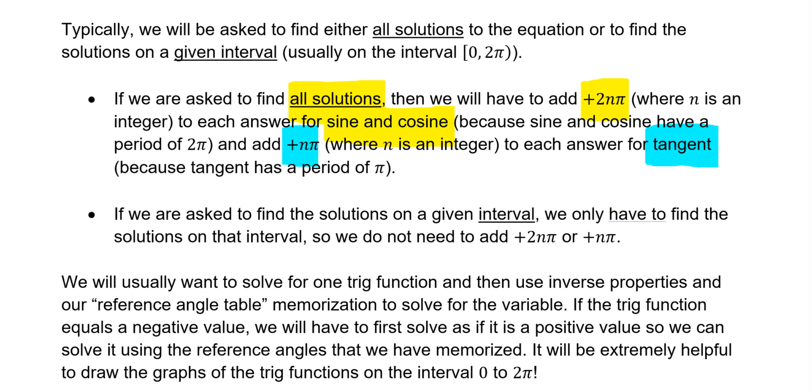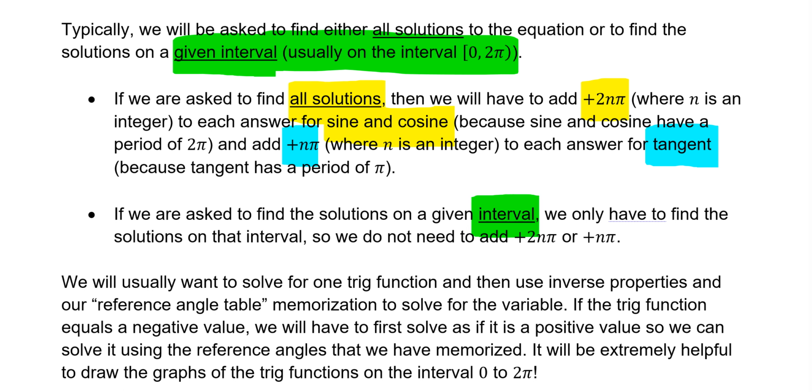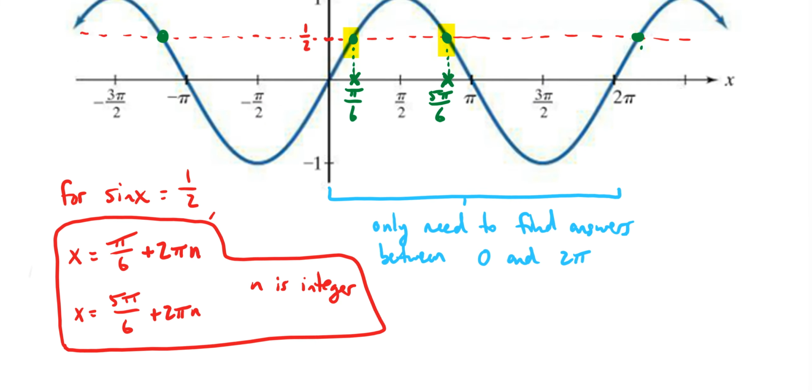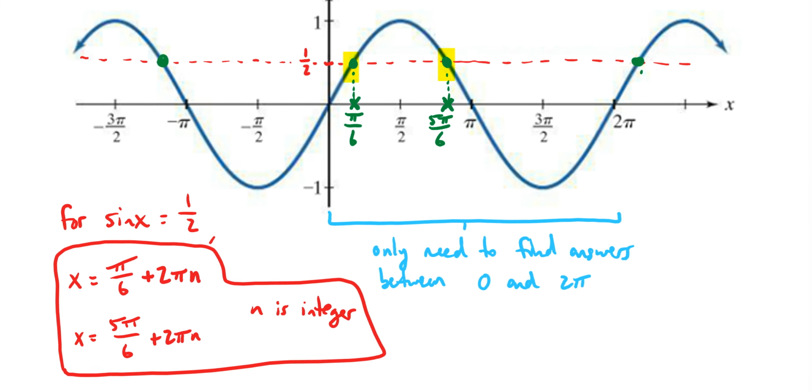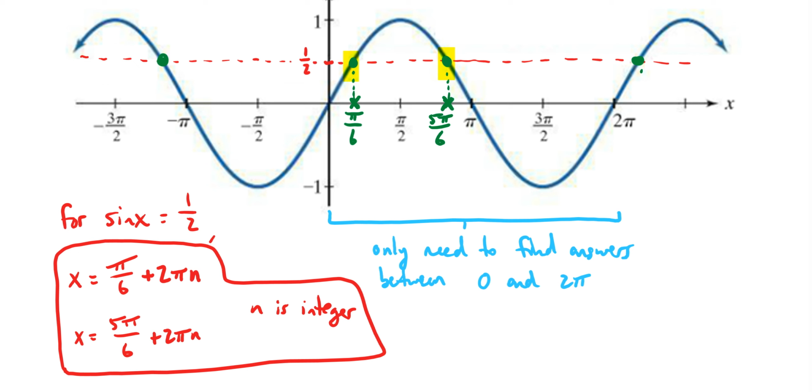The other way we can do this is finding the answers only over a given interval. The good thing is that it's almost always going to be over the interval 0 to 2 pi. So if we are only finding the answers over a given interval, which is 0 to 2 pi more often than not, then we find the answers, we circle them, and then we're done. We don't need to add plus 2 pi n, plus n pi, or whatever to the end. Just find the answers and you're done. So if this previous question just said find the answers from 0 to 2 pi, then we would just circle pi over 6 and 5 pi over 6, and then we would be completely finished.